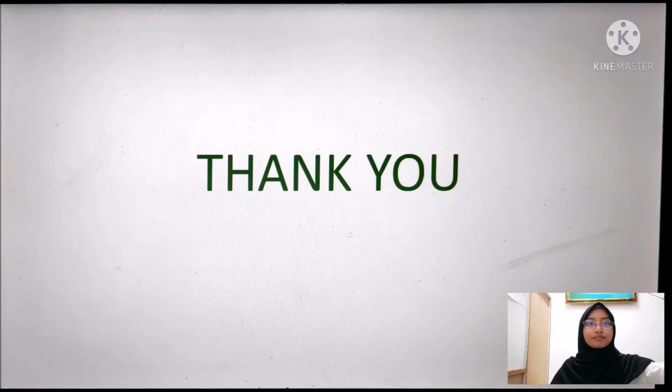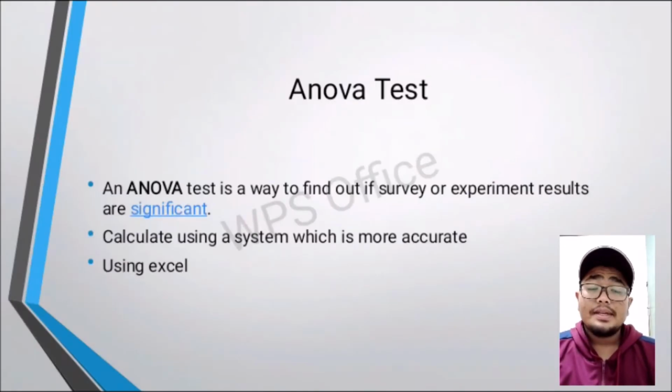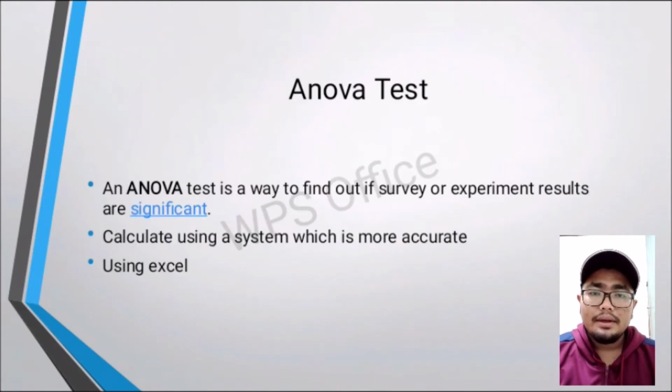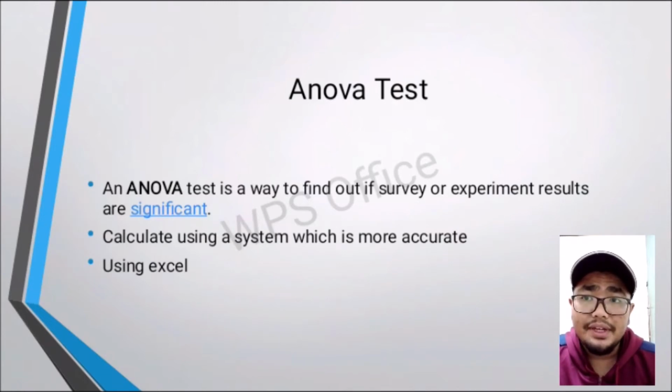Hello, my name is Hamizan bin Muhammad Sobri and my matric number is A281355, and I will brief about Section 4. Section 4 is about the ANOVA test. The ANOVA test is a way to find out if survey or experiment results are significant.